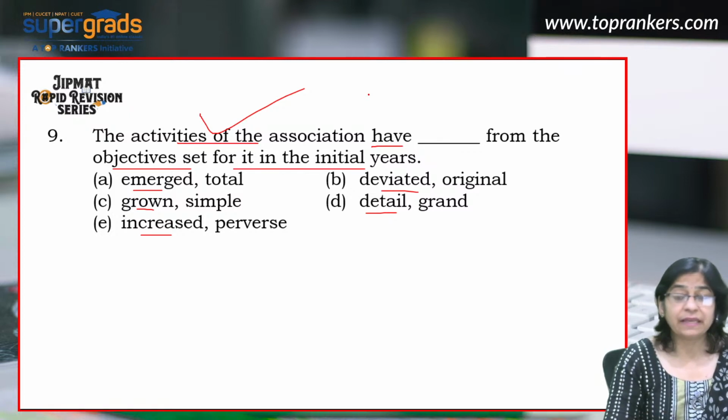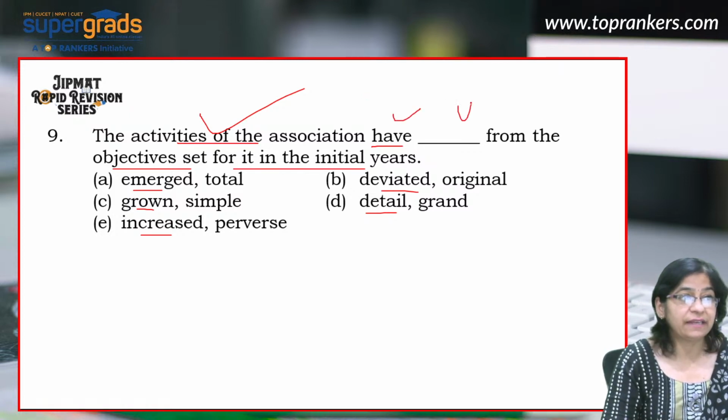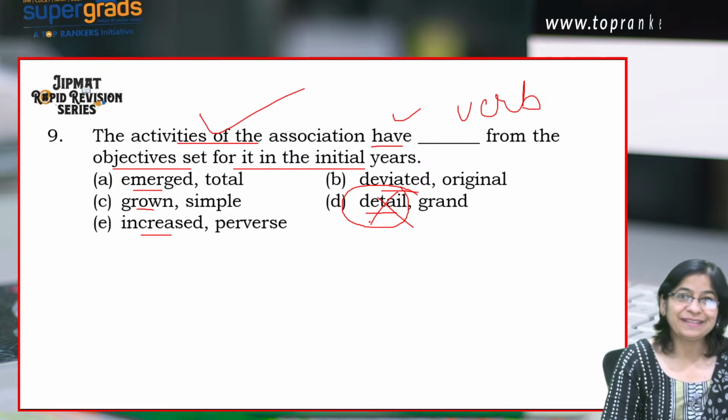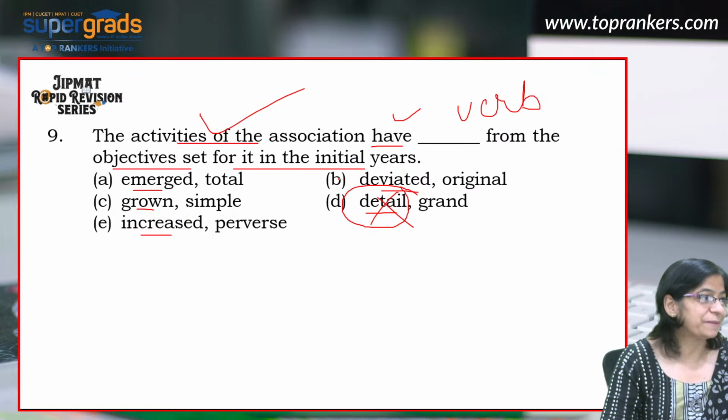Of course, since it is have, we need a verb here in the blank. So detail will not be the right fit. So you can always eliminate it. Now, let's see if you can figure out the right answer for this one.